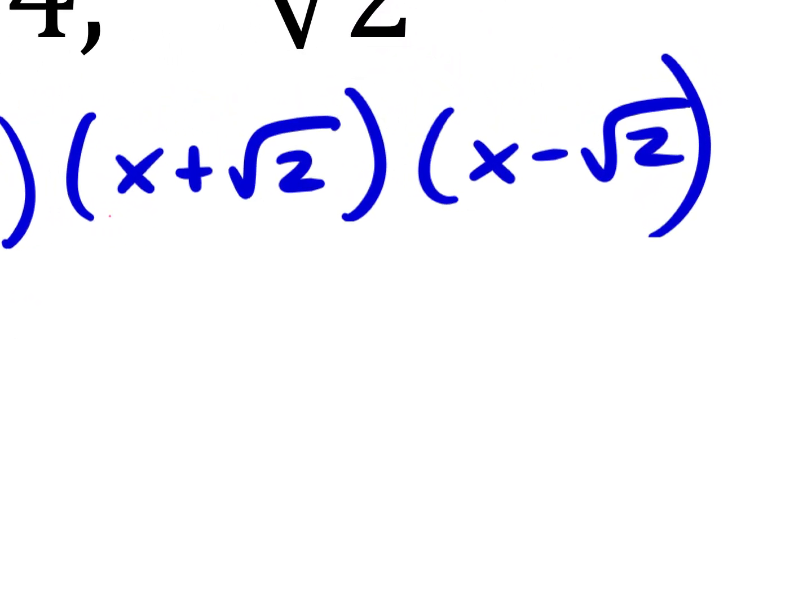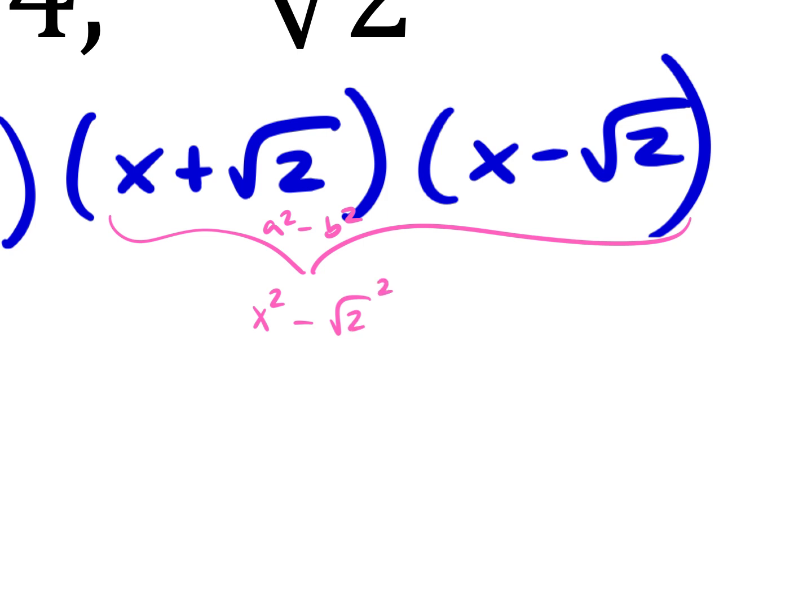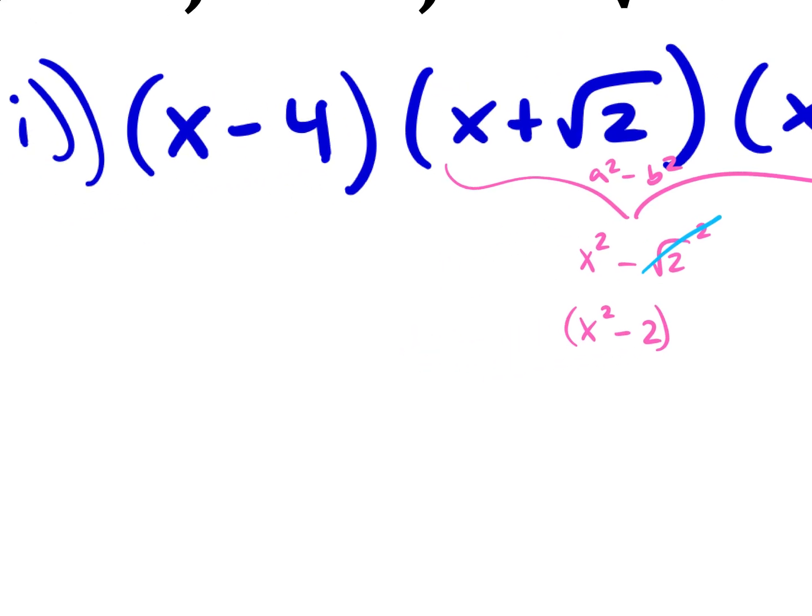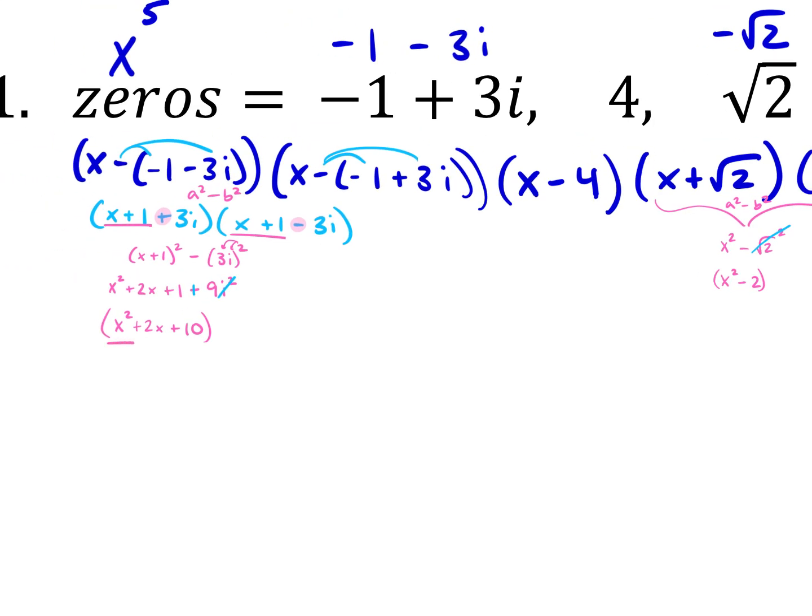Next, I want to multiply the other conjugates together. So here we just have x plus square root 2 and x minus square root 2. So when we do our a squared minus b squared, we get x squared minus square root 2 squared. So square root and the squared cancel, so this would just be x squared minus 2. So now I have x squared plus 2x plus 10, x minus 4, and x squared minus 2.